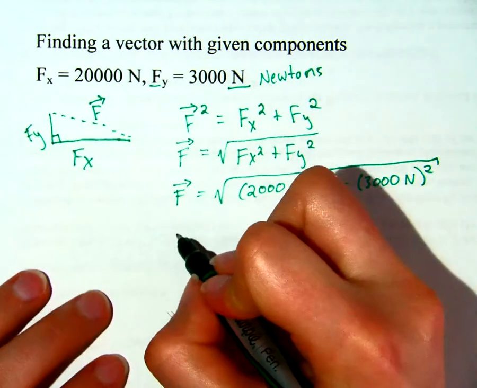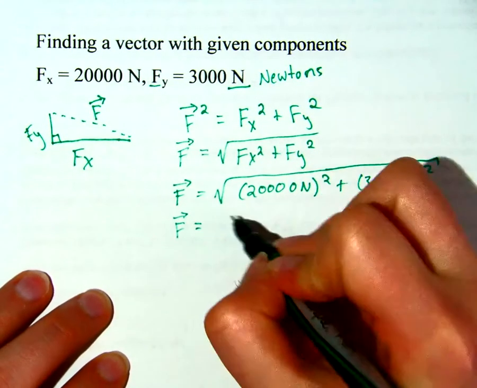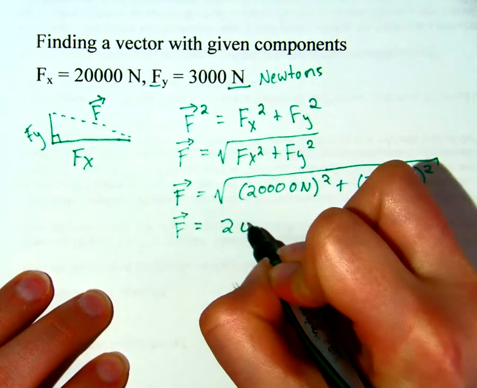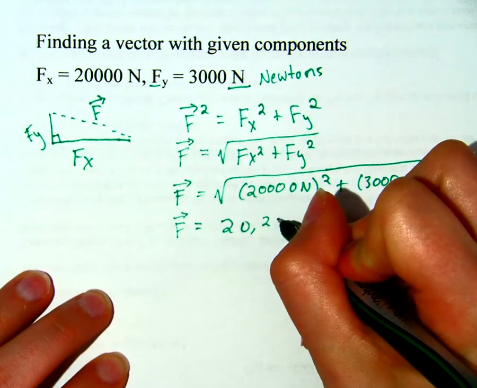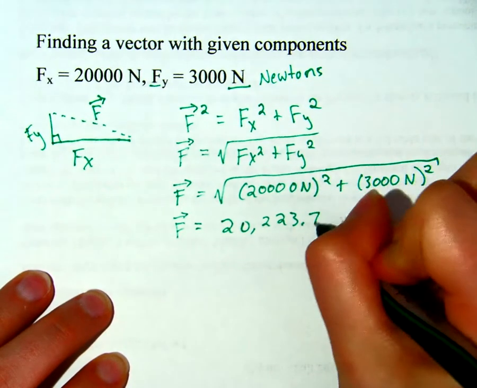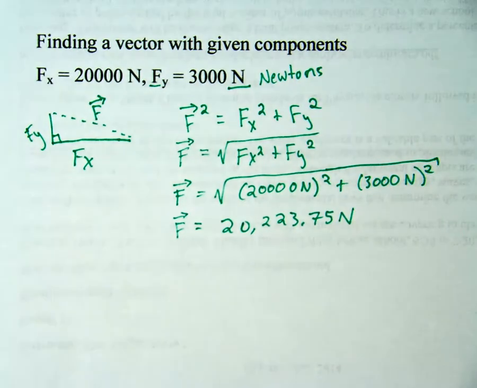And we should get a value of 20,223.75 newtons. And so that's the magnitude of our vector. However, we're not done yet. While this is just a magnitude, a vector requires the magnitude and the direction.